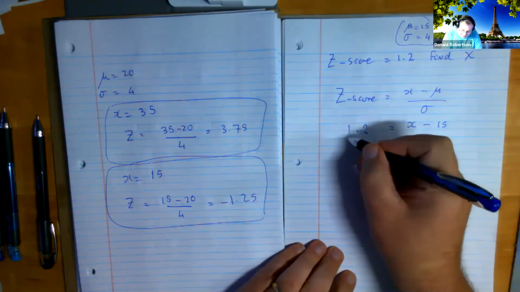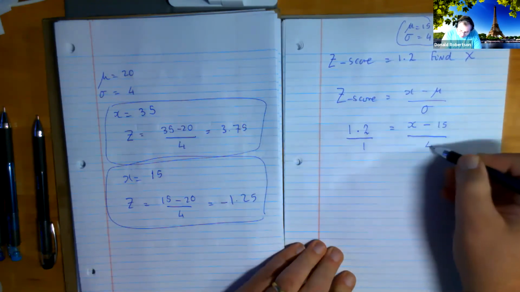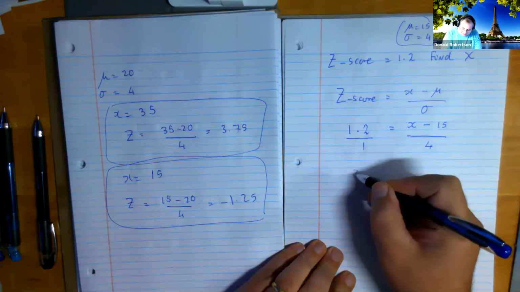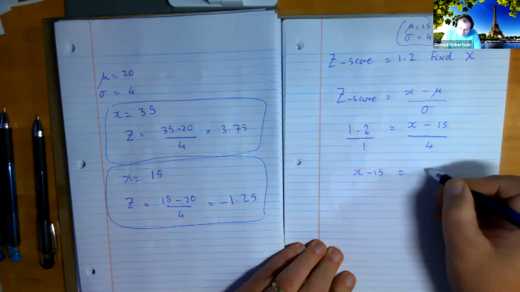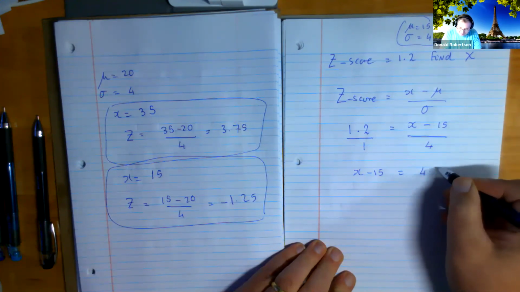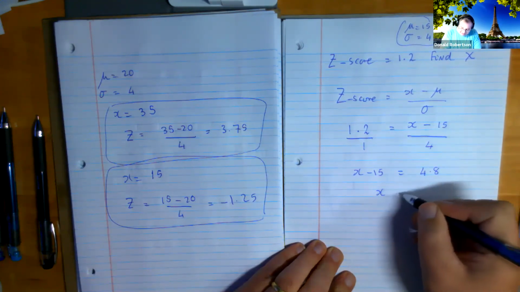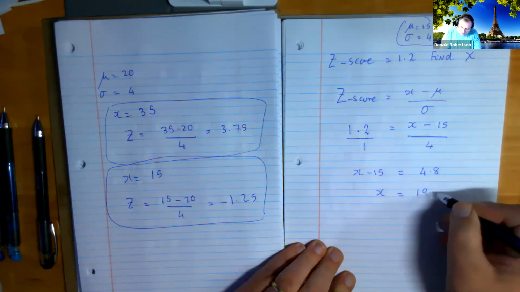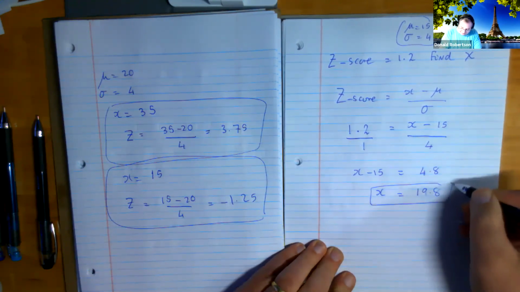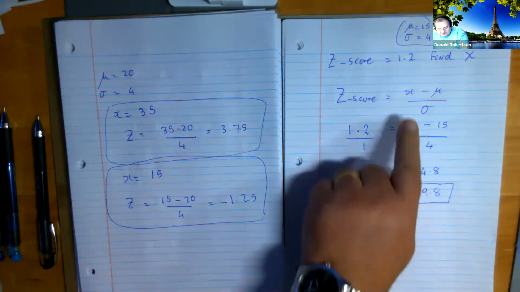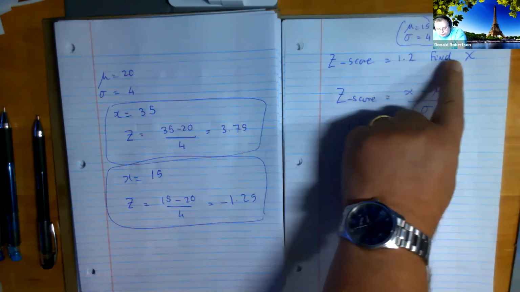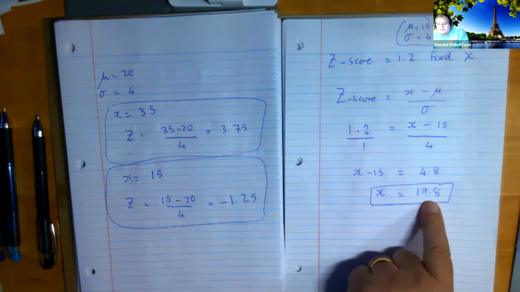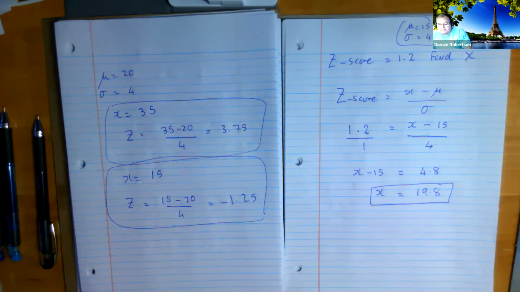Well, if I put this over 1, won't cross multiply work? X minus 15 gives me this. And 1.2 times 4 gets me 4.8. And then to get x, you just add 15 to both sides. And there's your answer. For this particular situation, to get a z-score of 1.2, you needed a data point that was 19.8. That's what you need to get in the test.